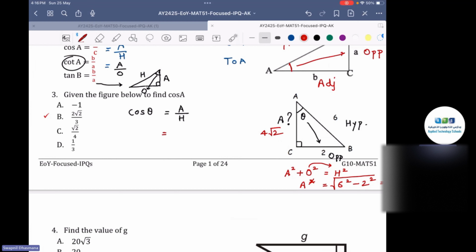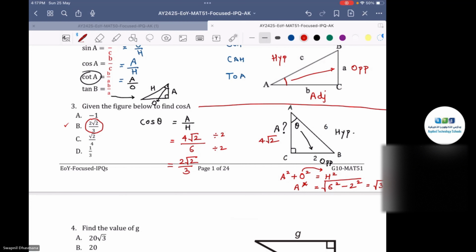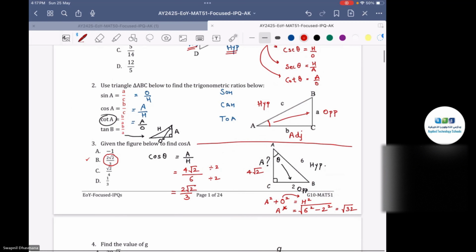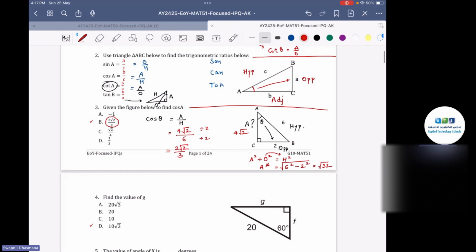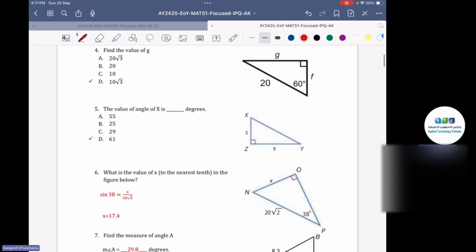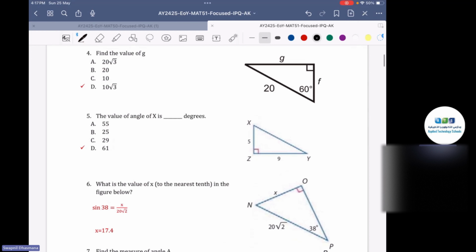So you will substitute the values here. 4 root 2 divided by 6. You can divide both by 2. So you will get 2 root 2 divided by 3, which is the answer. So we had to use Pythagoras theorem first, and then we solved it. So I hope it is clear. So all these questions are same. This one might be slightly different.